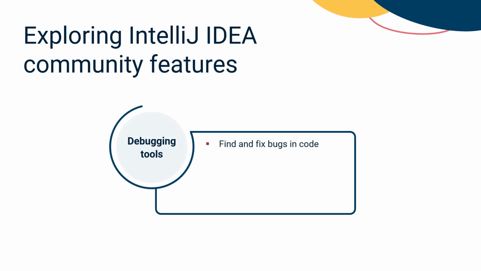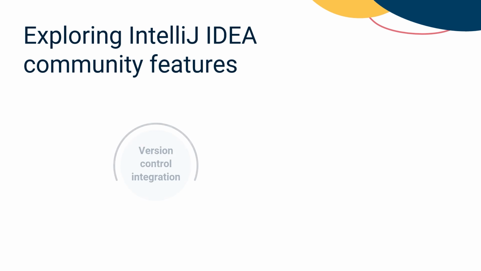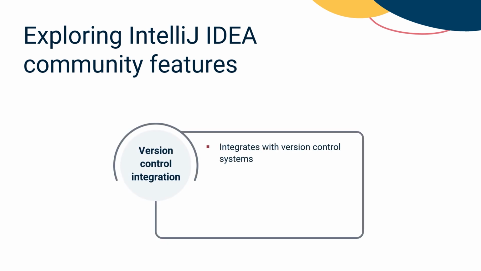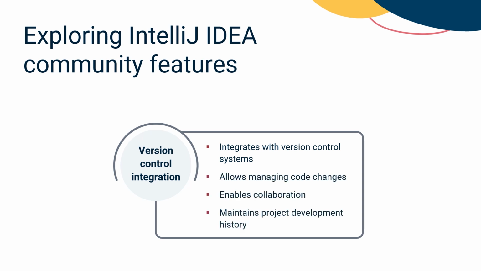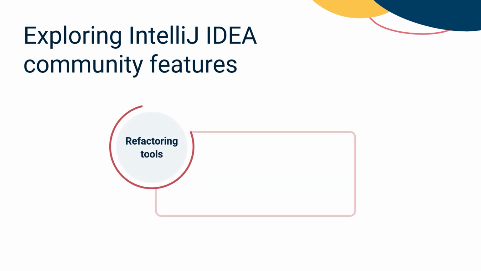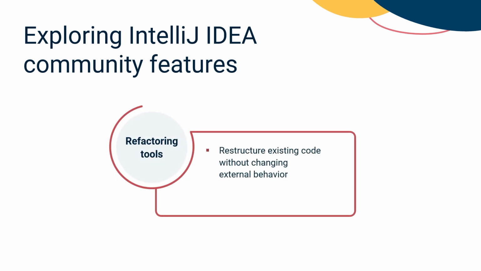Debugging is critical for finding and fixing bugs in the code. IntelliJ provides powerful debugging tools that enable you to set breakpoints, step through your code, and inspect variables. IntelliJ IDEA integrates seamlessly with version control systems, such as Git, allowing you to manage code changes, collaborate with others, and maintain project development history. Refactoring tools help restructure existing code without changing its external behavior. IntelliJ provides robust refactoring tools that simplify the process of improving the code's structure and readability.